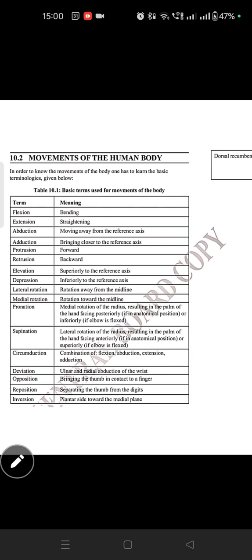Then mainly we have the body movements. We have flexion, extension, abduction, adduction, protraction, retraction, elevation, depression, lateral rotation, medial rotation, pronation, supination, then deviations: opposition, reposition, inversion. Usually opposition is bringing the thumb to contact the finger, then reposition means separating the thumb from the digit, then inversion means the plantar side turning toward the medial plane. So we can do all these exercises for the human body.